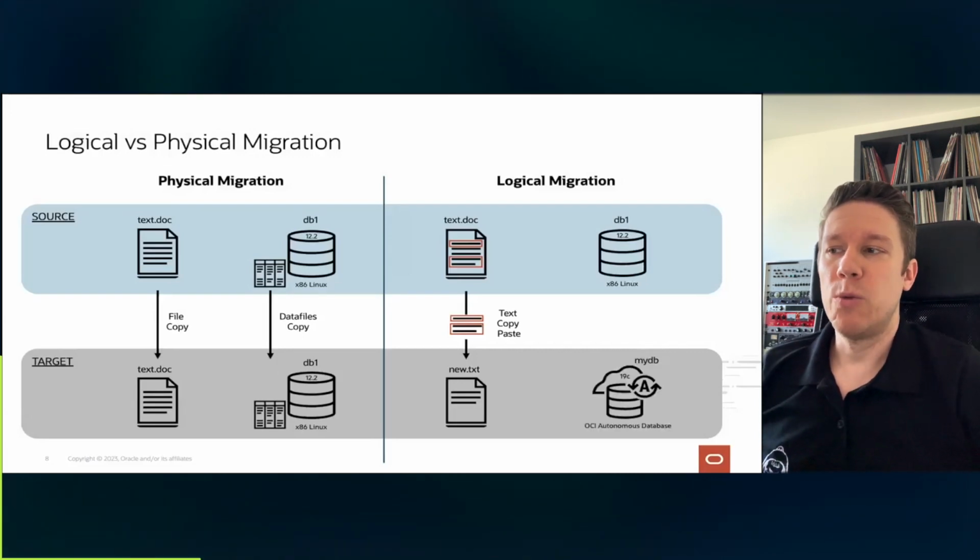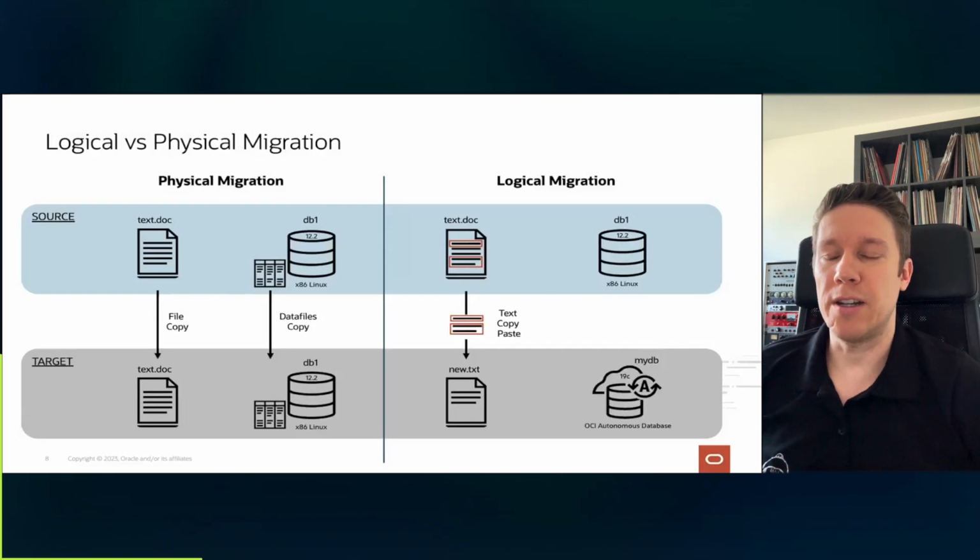That's a physical migration. Whereas in a logical migration, again, we have our 12.2 database on Linux. In that case, we spin up a new target system. This is an autonomous database running already on 19c. And then we export the data and we import and load the data into autonomous database.